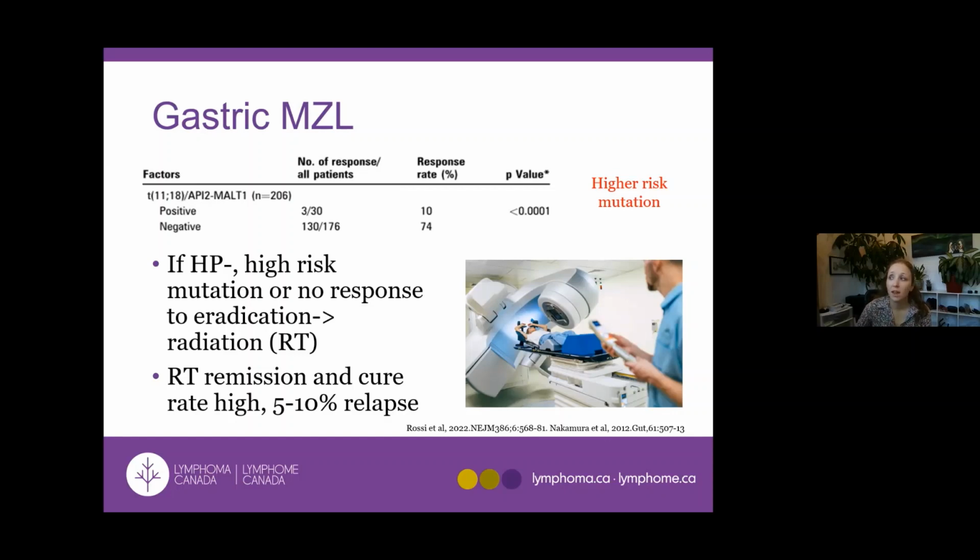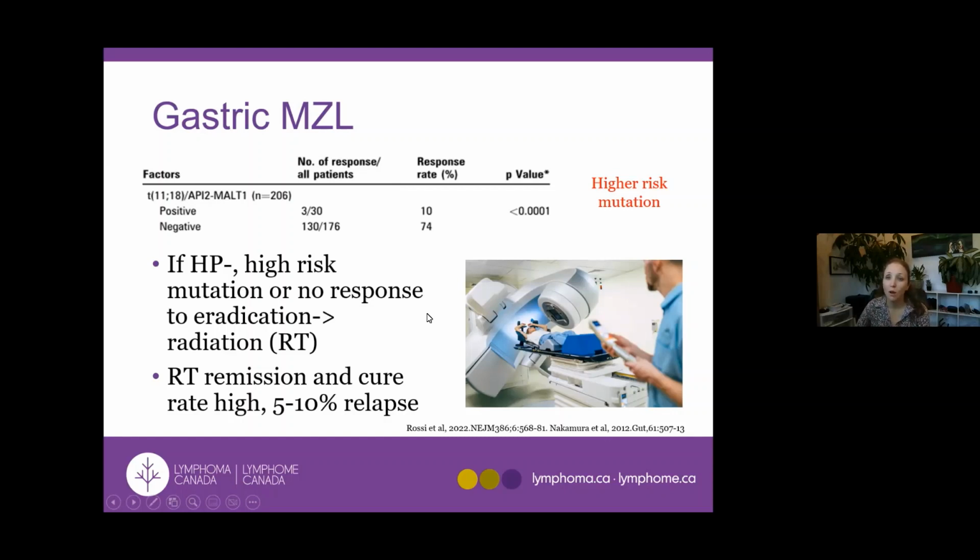So what you can see is that in those patients that did have the mutation, only 10% of them responded, compared to those patients who didn't have the mutation, where 74% of them responded. So we will stratify patients a bit by whether they have an H. pylori infection and if they have the high risk mutation. So if they have several of these features, or we're not seeing that they're responding to eradication, the next step at that point is to move on to radiation.